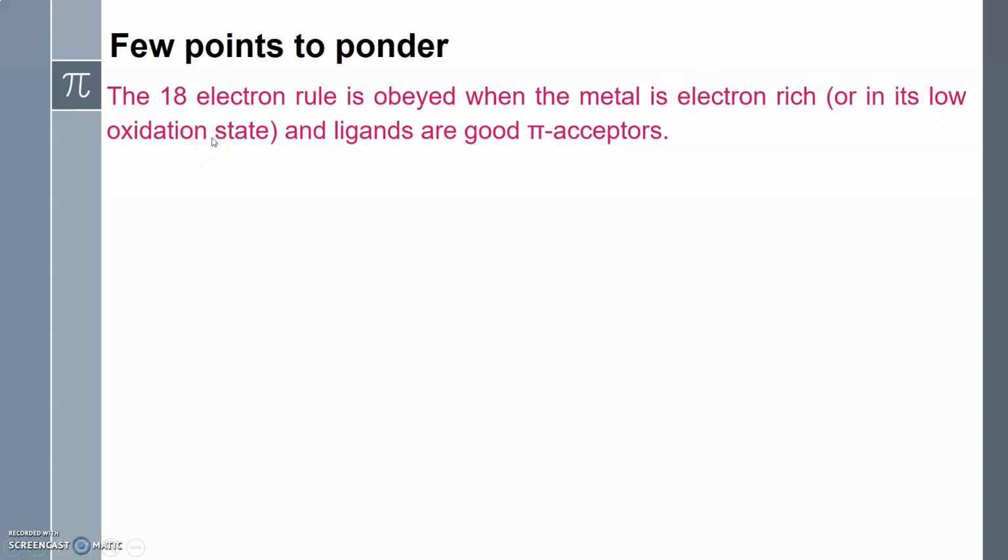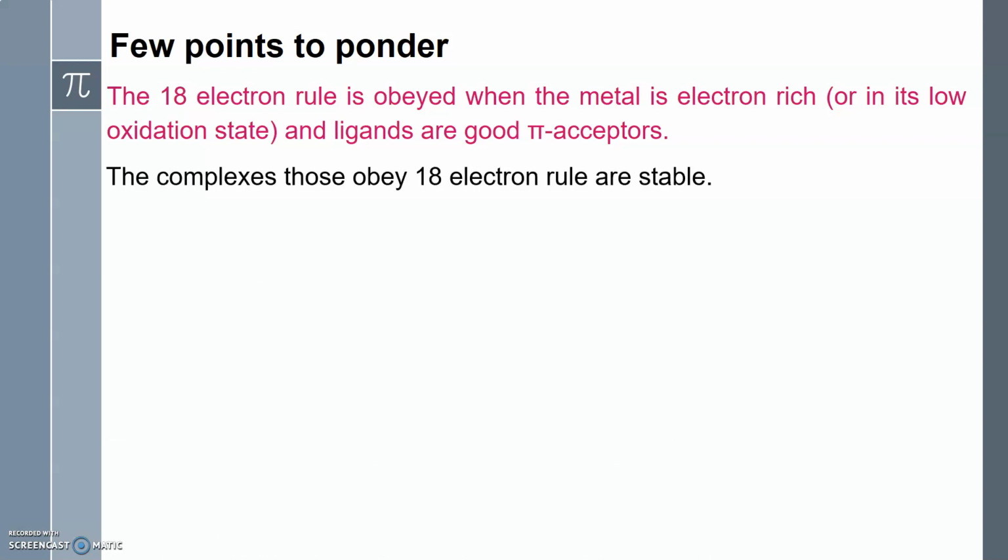For example, if we take iron, the valence electronic configuration for iron is 3d6 4s2, that is, 8 electrons are present in its zero oxidation state. In its +3 oxidation state, only 5 electrons will be present. So the metal is electron rich when it is in the zero oxidation state, or when the oxidation state is low. The complexes that obey the 18 electron rule are stable.